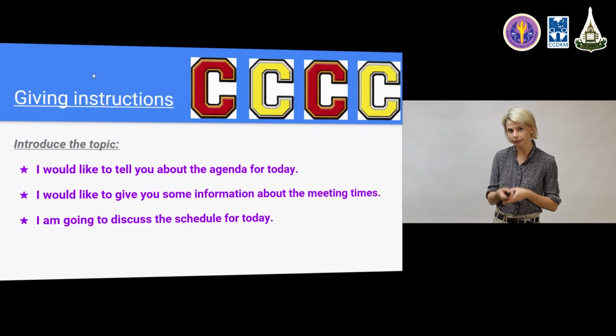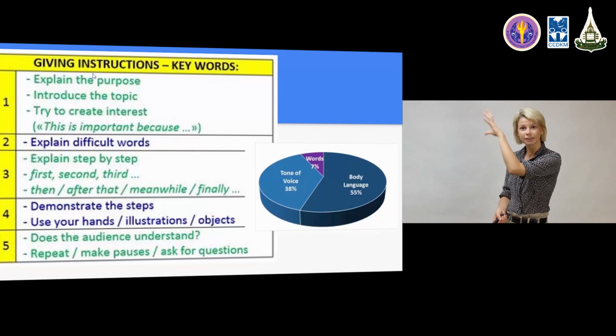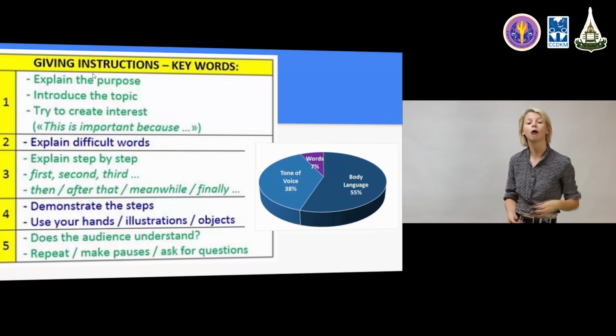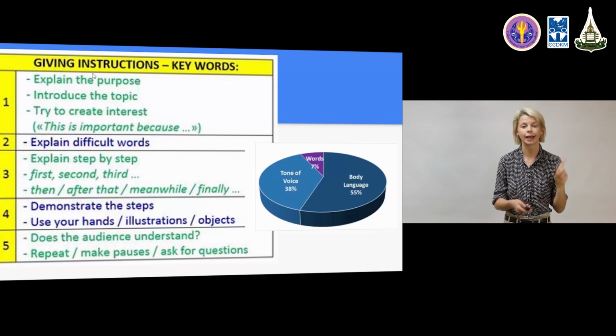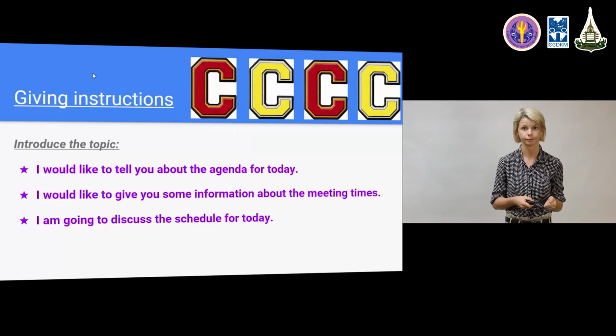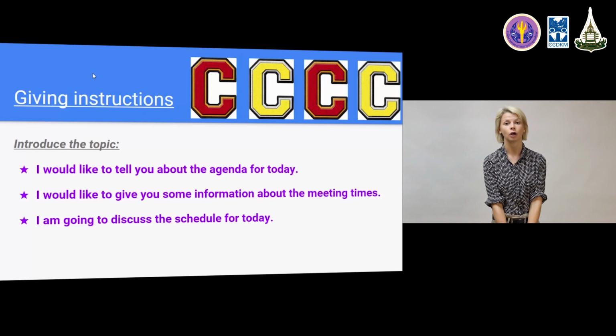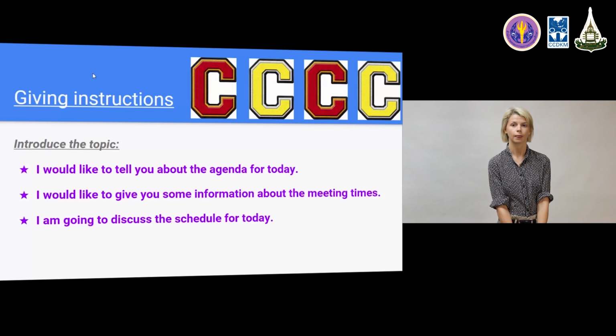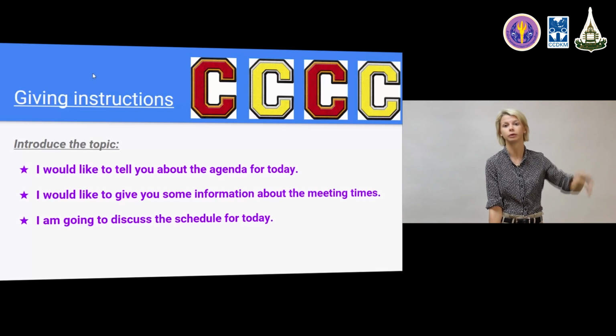Okay, going back to our 5 important parts of giving instructions, we'll look at number 1, how to start giving these instructions. Introduce the topic. Make sure your listener understands what you are about to speak about. First example, I would like to tell you about the agenda for today. Agenda is schedule, timetable, what you are doing.